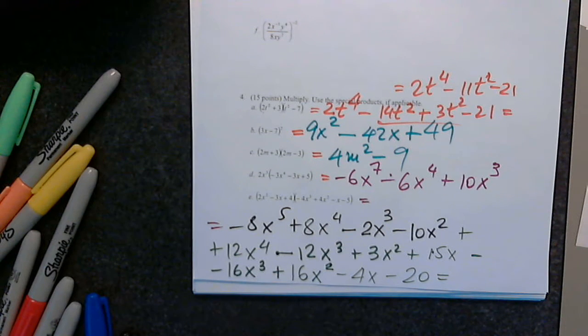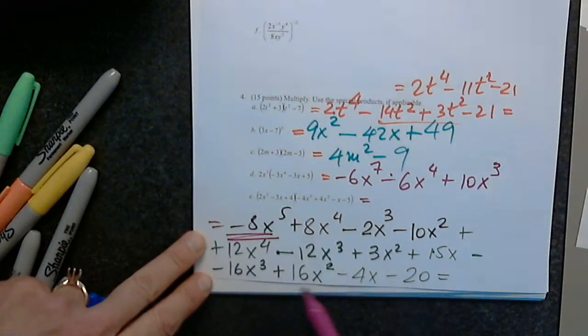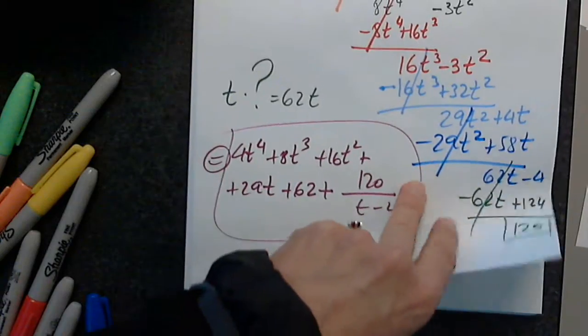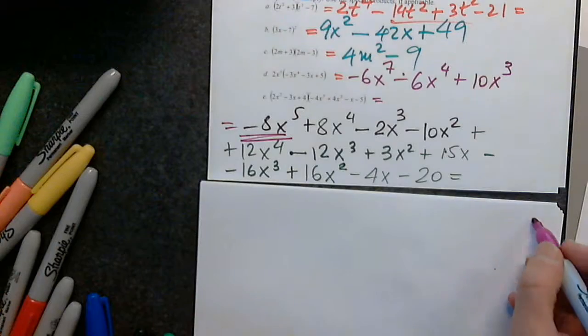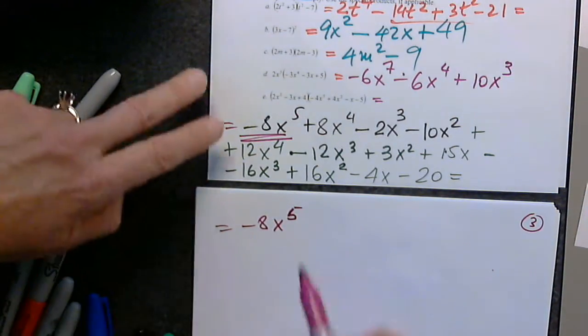Now we have to look and start with the degree, presenting in descending order and combining like terms at the same time. What is the degree of this polynomial? It's 5. Awesome. So that's where I have to start. This will be my first term, but since it's alone, all I have to do is copy it. So negative 8x to the 5th. Good. So this is done.